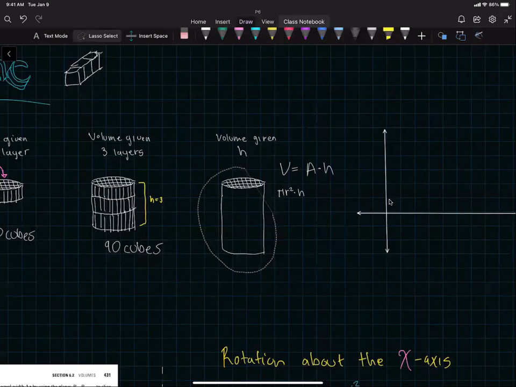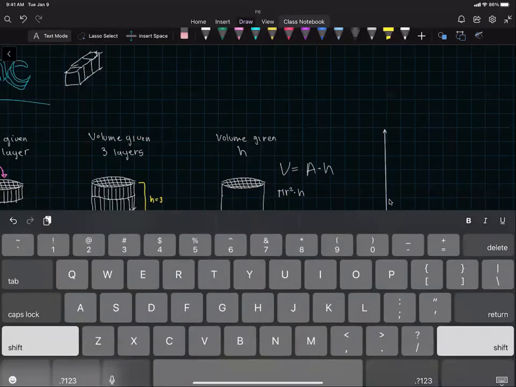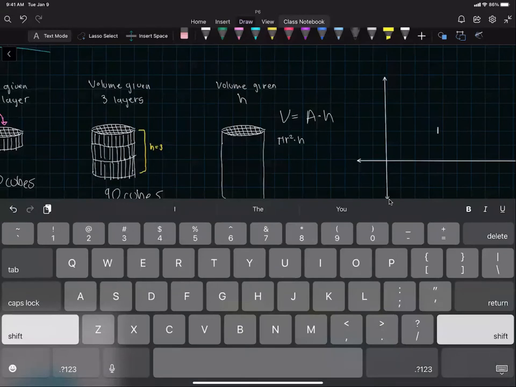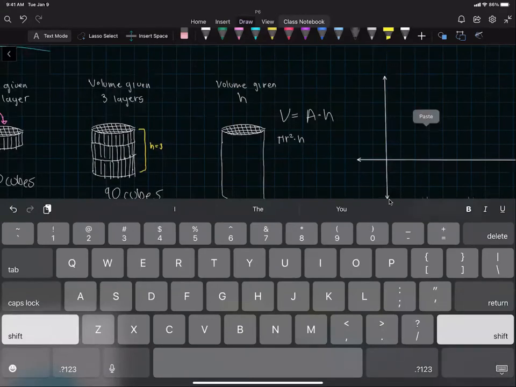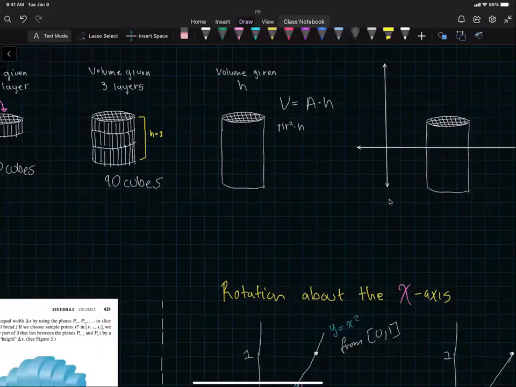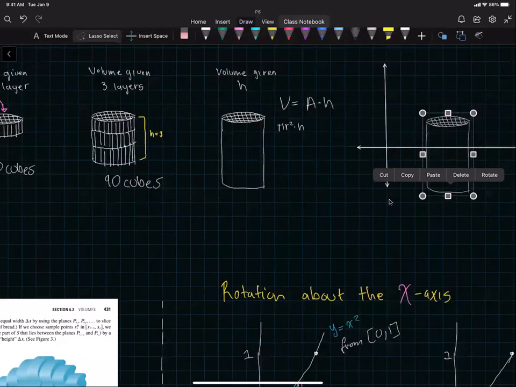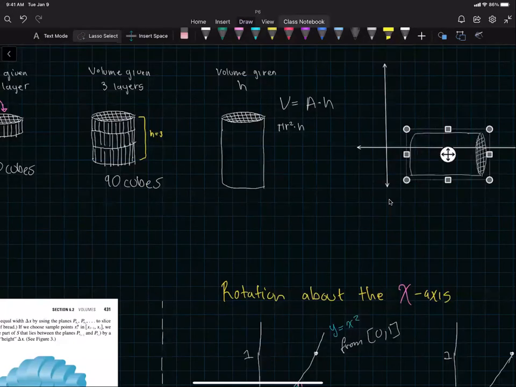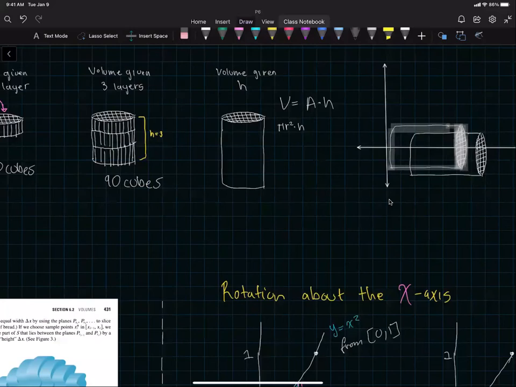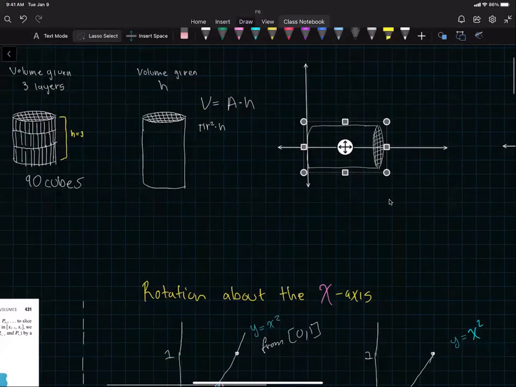This is the part where you have to be the most attentive. So I'm going to go ahead and copy this. I'm going to paste it over here. Okay, and let's rotate it actually. So I'm going to rotate it like this. Let me move it somewhere over here. All right, so I went ahead and put it on my x-axis, okay?